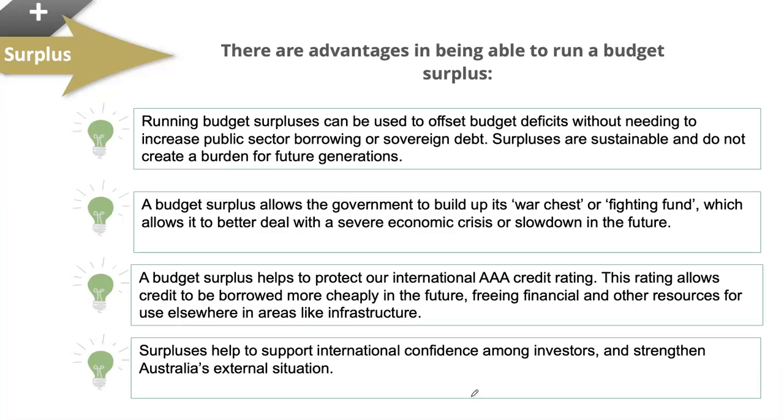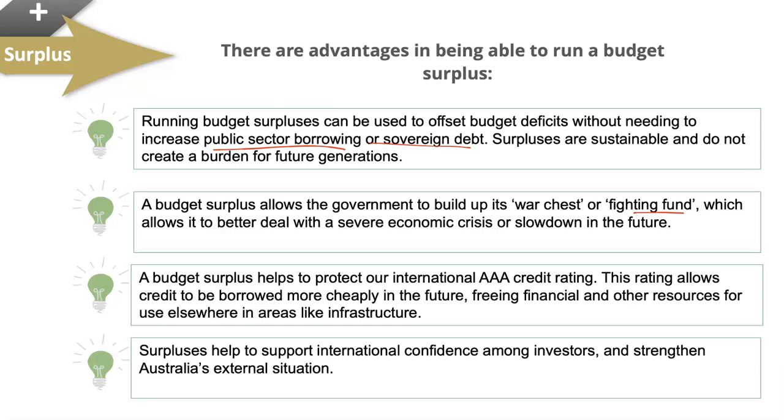Now, there are advantages to being able to run a surplus. They offset our deficit. It means if we have a deficit, we don't need to go to the public sector to borrow or take out more debt. It's hoped that these might be sustainable, and it's not going to create a burden for future generations because we're not going to ask future generations to pay the debt. The surplus allows the government, as I said, to build up a fighting fund. It allows us to better deal with crises and issues in the future.